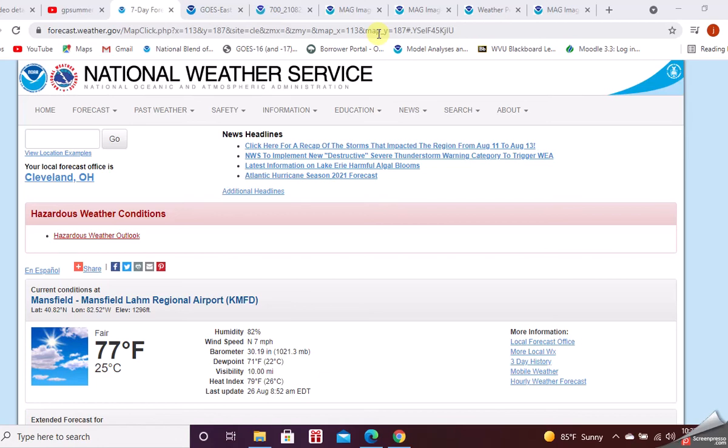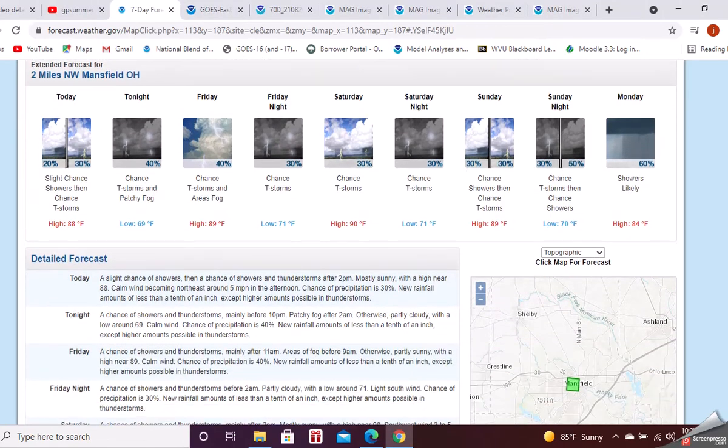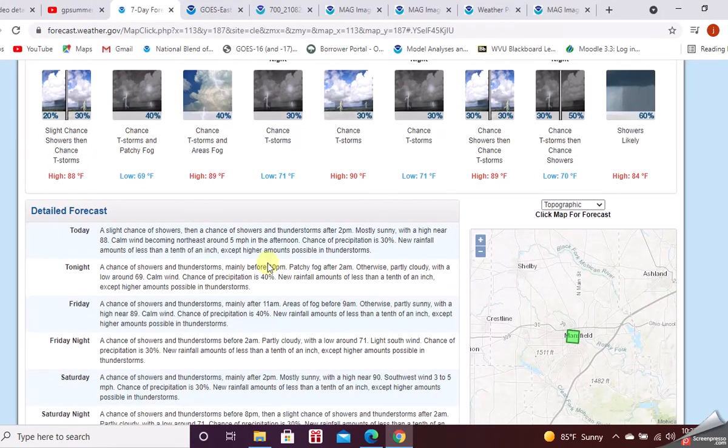Okay, I thought I would just play around with this one and we'd look at forecasting. That's what we were talking about, observing the weather and forecasting in chapter 13. So let's take a look today, for example, at Mansfield's forecast. What are they saying? Well, today just a slight chance, tomorrow a little better chance of thunderstorms.